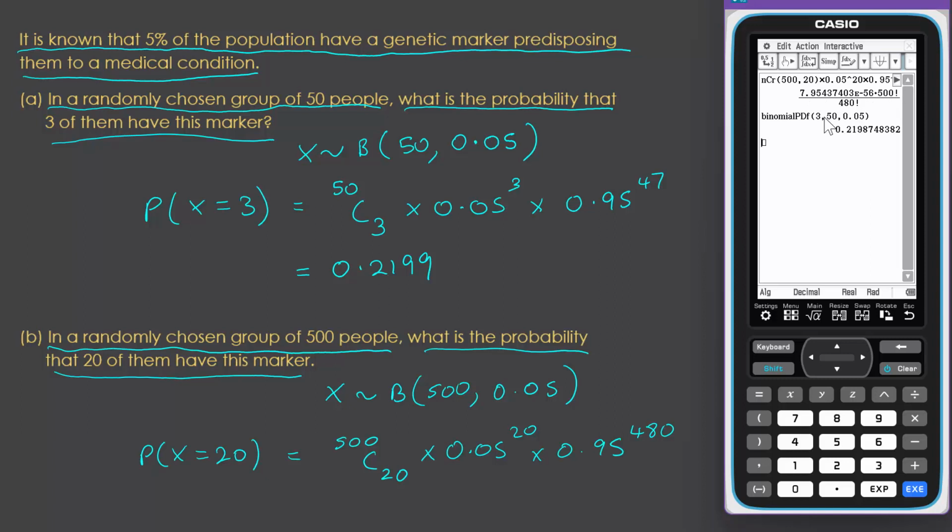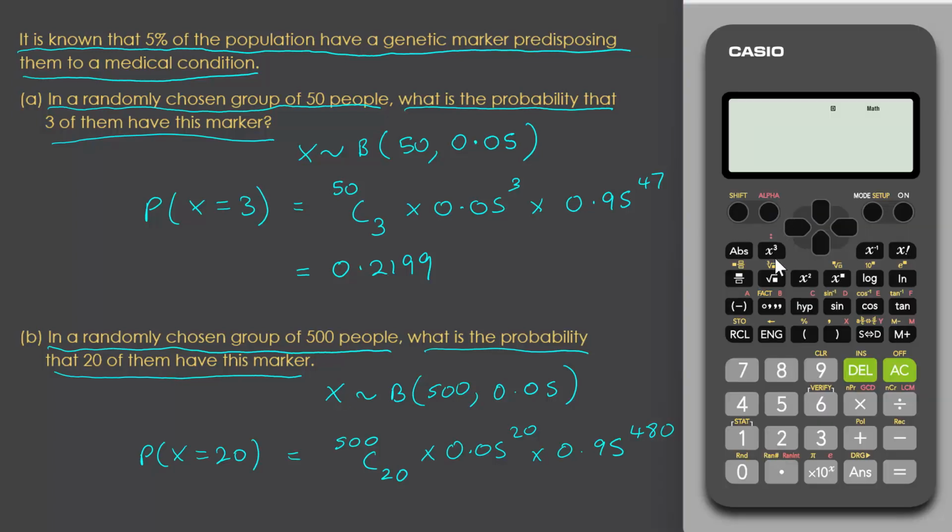Wonder what happens if we do this one. So we want binomial PDF and we want 20 successes from 500 trials, probability of success 0.05, and it has actually resolved this value here. Now the interesting thing here is that I think that the ordinary scientific does that number with no problem whatsoever.